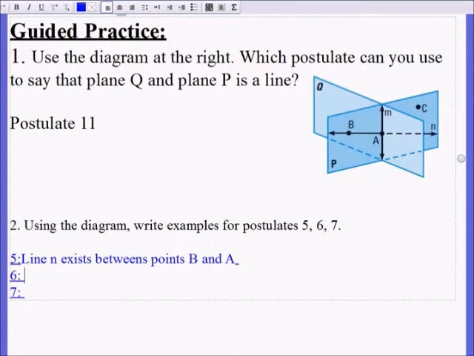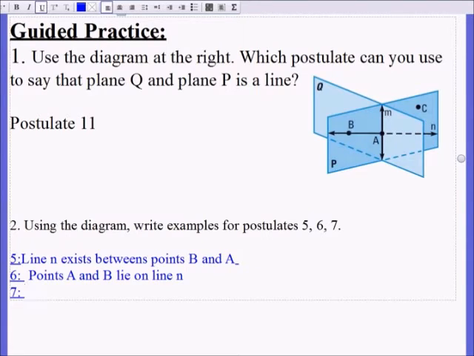So we would say points A and B lie on line N. Okay? Because it's a little bit different. Postulate 6 says that there's at least 2 points on the line, and postulate 5 says that the points exist and you can draw a line. Postulate 6 says that the line exists and you already have 2 points. Okay, so they're kind of similar, but they are a little bit different.